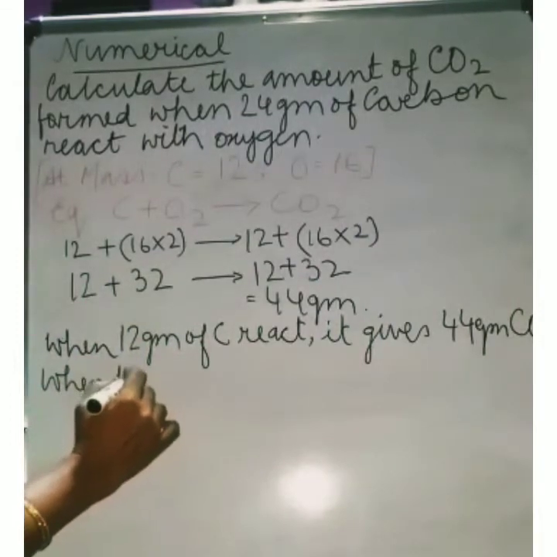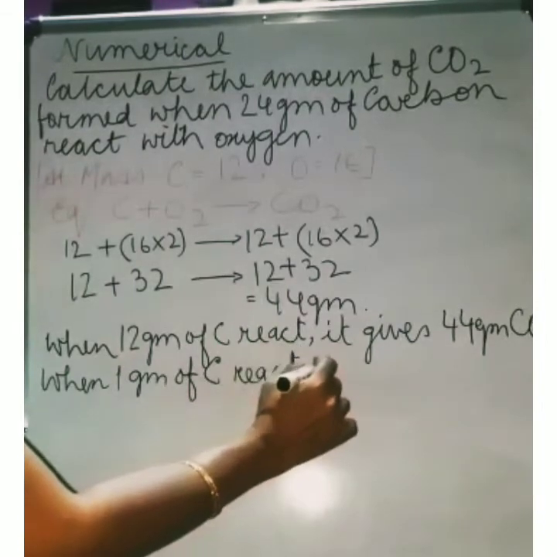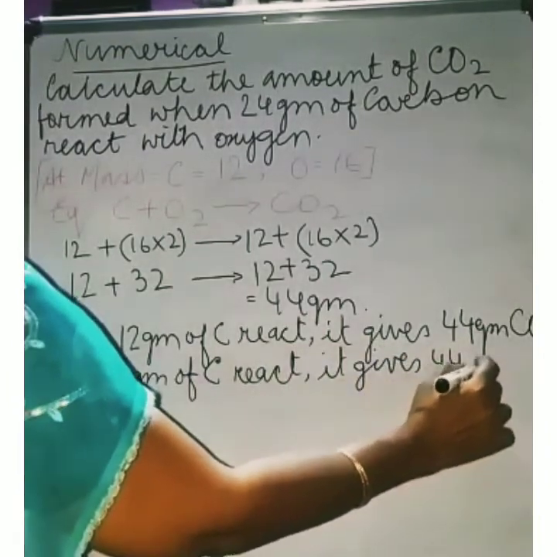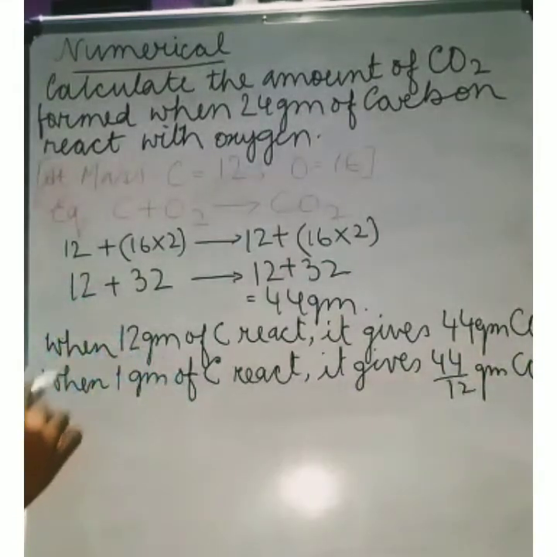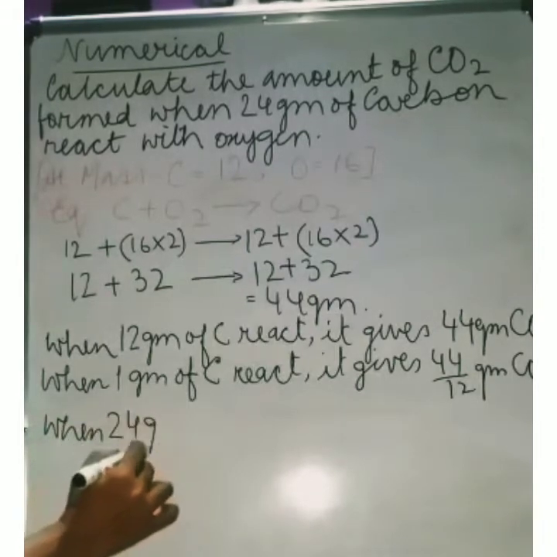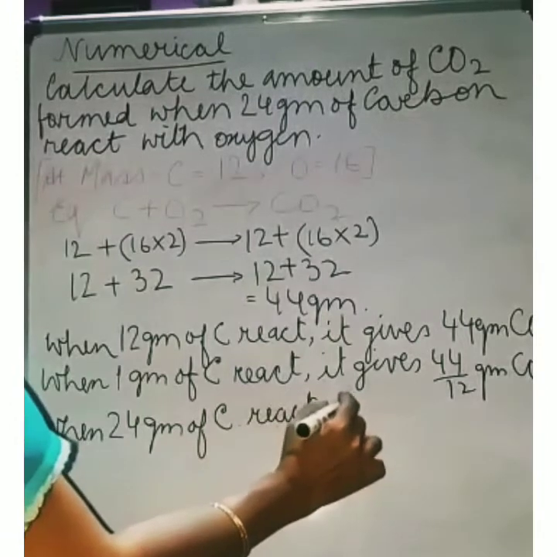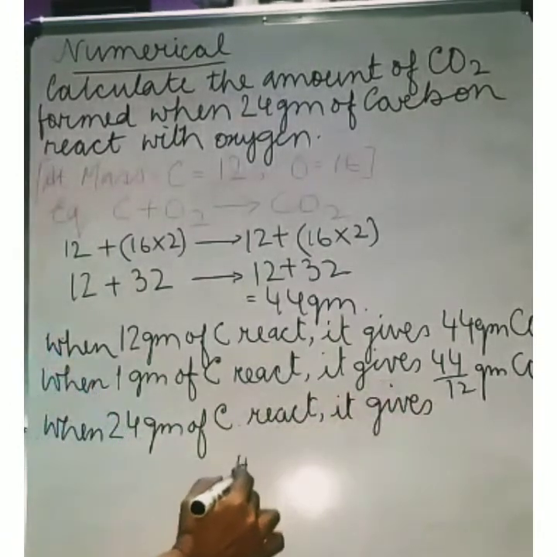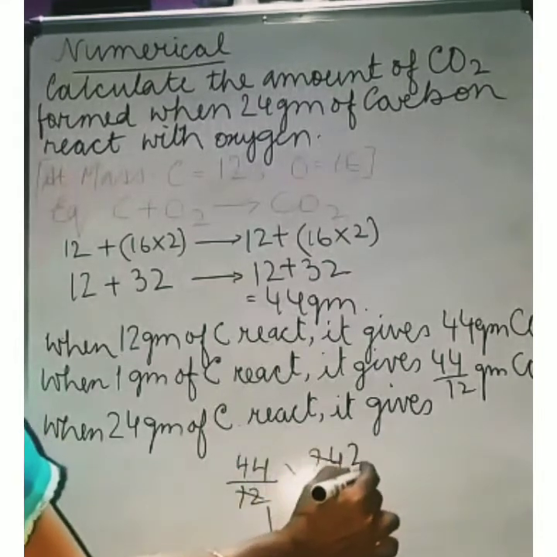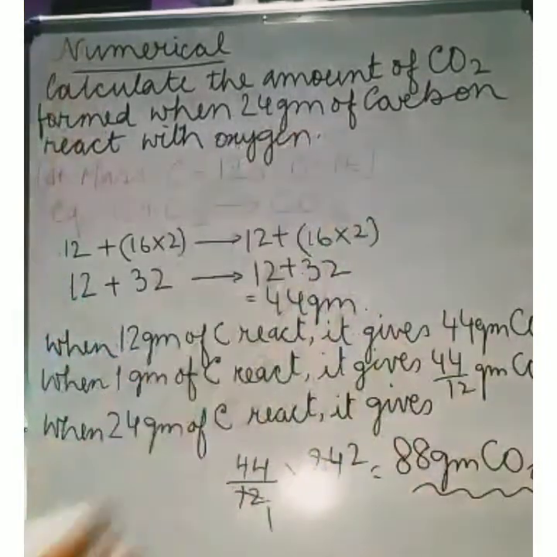So when 1 gram of carbon react, it gives 44 by 12 gram carbon dioxide. Now what does the question say? 24 grams of carbon. So when 24 gram of carbon react, it gives 44 by 12 into 24, that comes to 12 ones are 12, 12 twos are 24, 88 gram carbon dioxide. I hope I am clear.